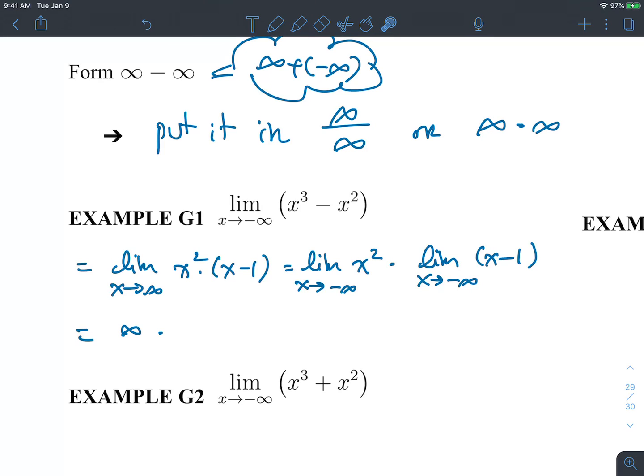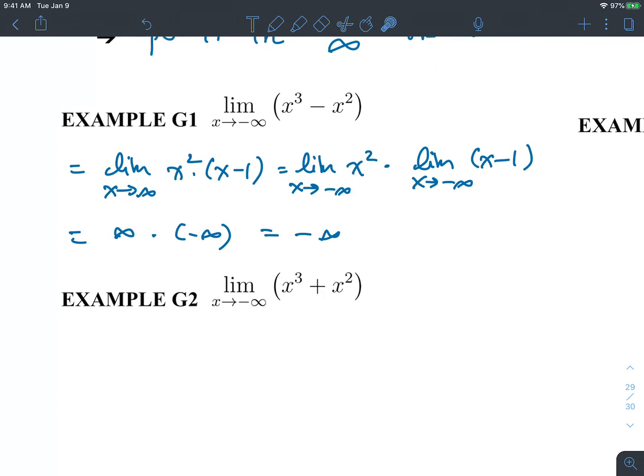And if you look at this over here, negative infinity minus 1 is negative infinity. So positive infinity times negative infinity: a number that's getting really, really big times a number that is getting negative big, you'll end up with negative infinity. Yeah, that's it. Now, I suppose you could do the same thing over here, guys.